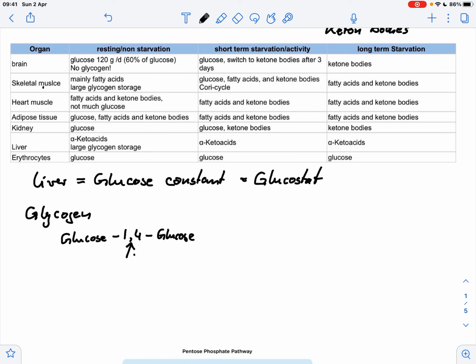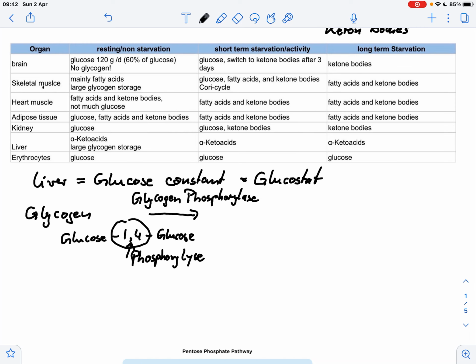Actually, we don't hydrolyze them, we phosphorolyze them. So it's basically like hydrolysis, but not with water. We use phosphate for that. So what we get from this phosphorolysis, which is catalyzed by the enzyme glycogen phosphorylase, is that it preserves the energy that is in these 1,4 bonds and converts it to a phosphate bond.